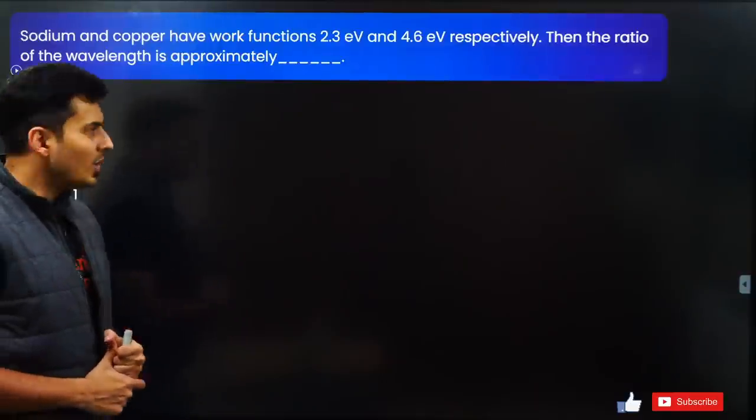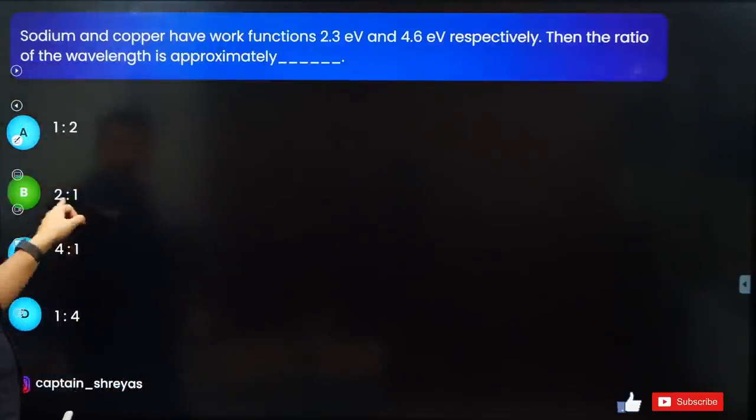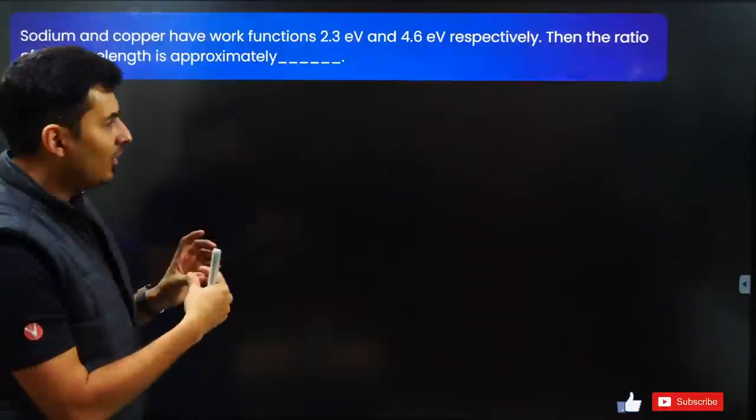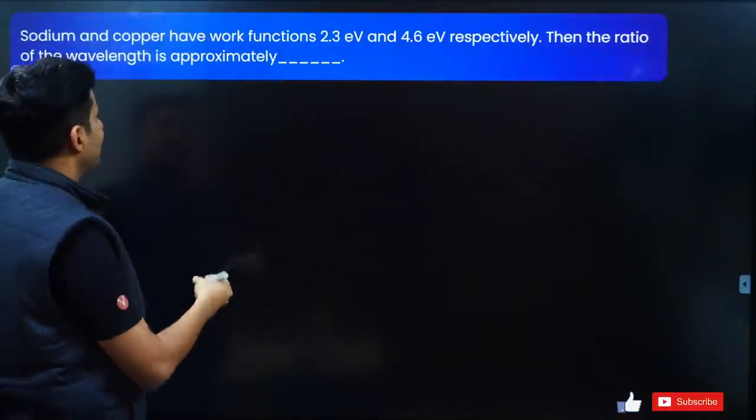Yes. A lot of you are saying A. Let's figure out if the answer is A. No, the answer is B, guys. Let's see what mistake you made. Maybe you made that ratio opposite. Anyways, the ratio of the wavelength is approximately?